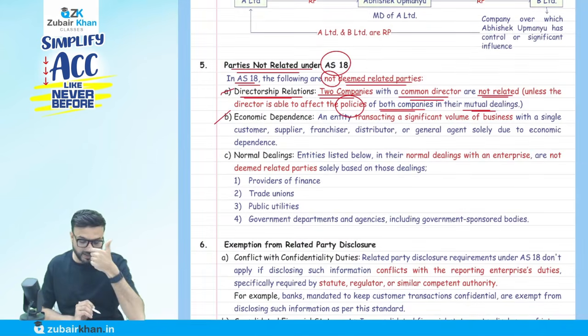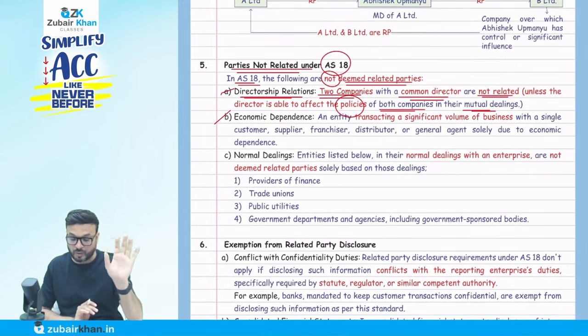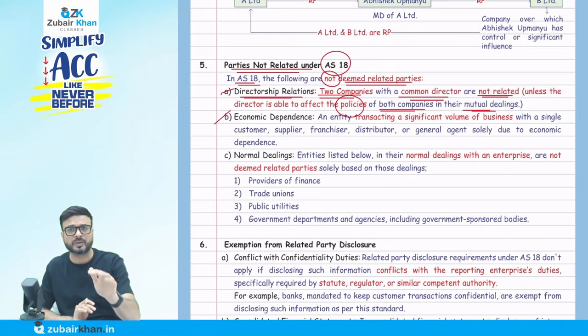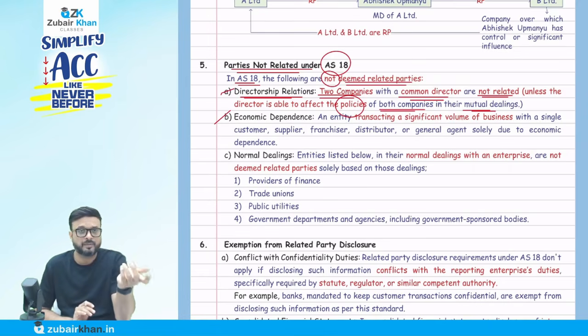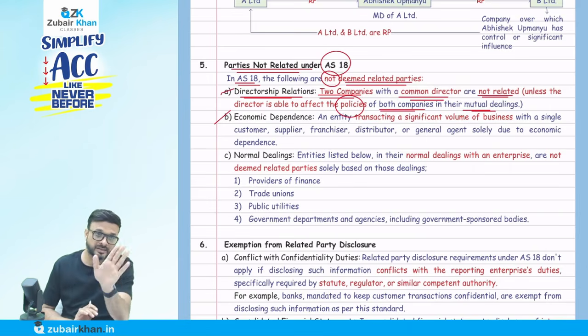Second is economic dependence. An entity transacting a significant volume of business with a single customer, supplier, franchisor, distributor, or general agent solely due to economic dependence. So it does not mean I have one type of customer or supplier. Let's take an example: I'm in Mumbai, and I import the raw material only from China.